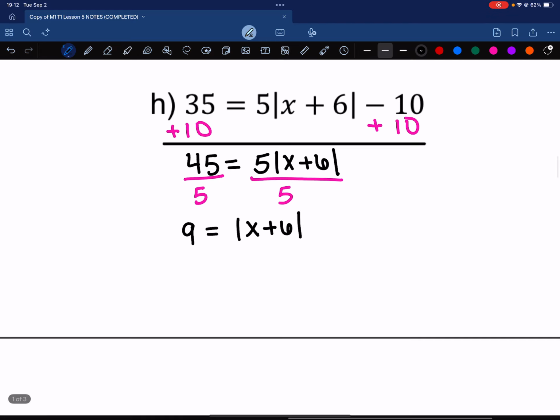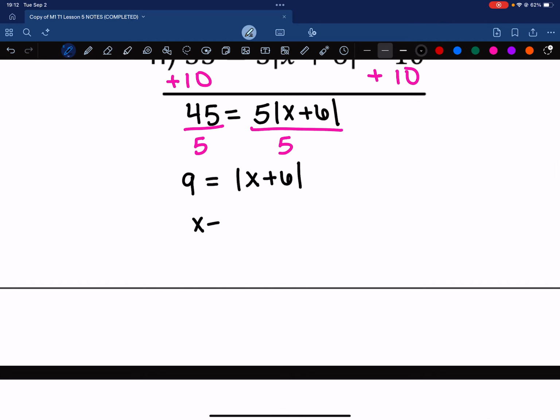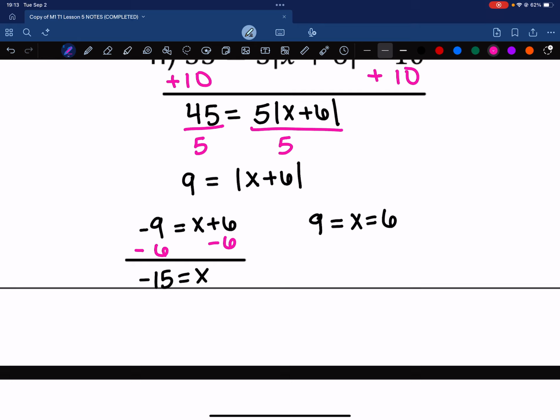And so from here, you can write your two equations. So we're going to have x plus 6 and x plus 6. You're going to have one -9 and one +9. And then you solve the equation. So we would need to subtract 6 from both sides. When we do that, -9 minus 6 is -15, and that's what x is equal to. And then on the second one, oops, I made a mistake. Let me fix that to a minus sign. On the second one, you also need to subtract 6. But when you subtract 6, you're going to get 9 minus 6, which is 3.